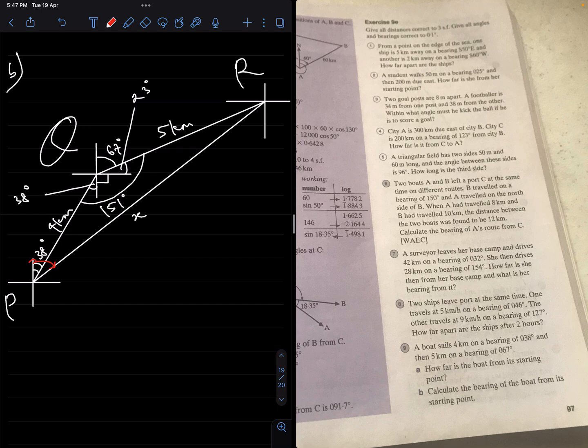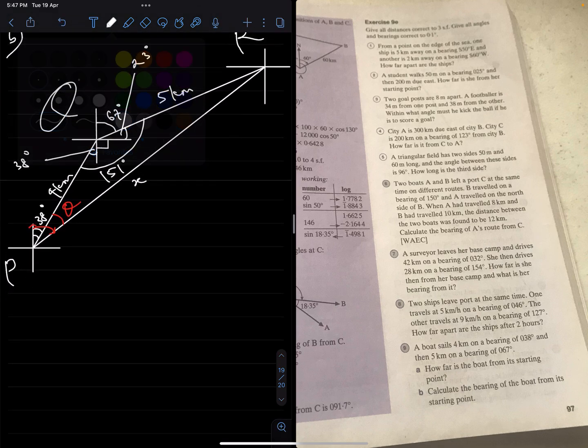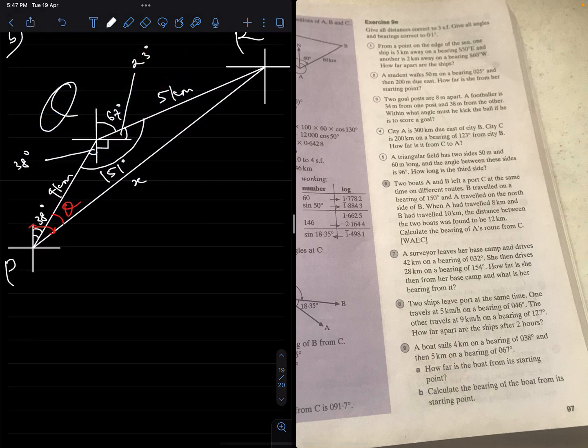Since I already know this to be 38 degrees, I can find this, let me call it theta, and add it to 38 degrees. That's the bearing of the boat from its starting point. So now I want to find theta. How do I find theta? I can simply use the sine rule.